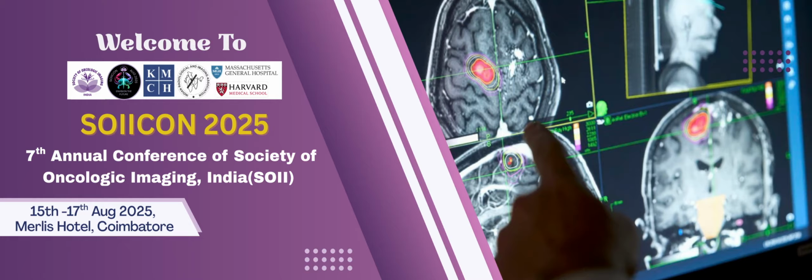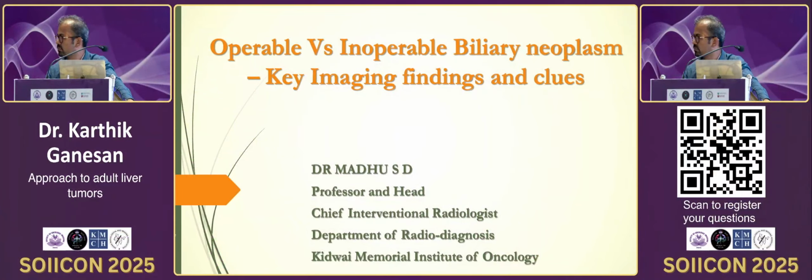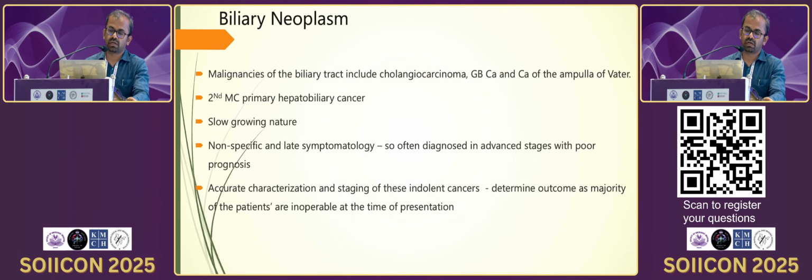The biliary malignancies are the second most common hepatobiliary malignancy after HCC, and these tumors are quite slow growing in nature. They also present with very non-specific symptoms. Many times, by the time we diagnose, it's already too late. So accurate characterization and staging of these indolent cancers determine the overall outcome of the treatment.